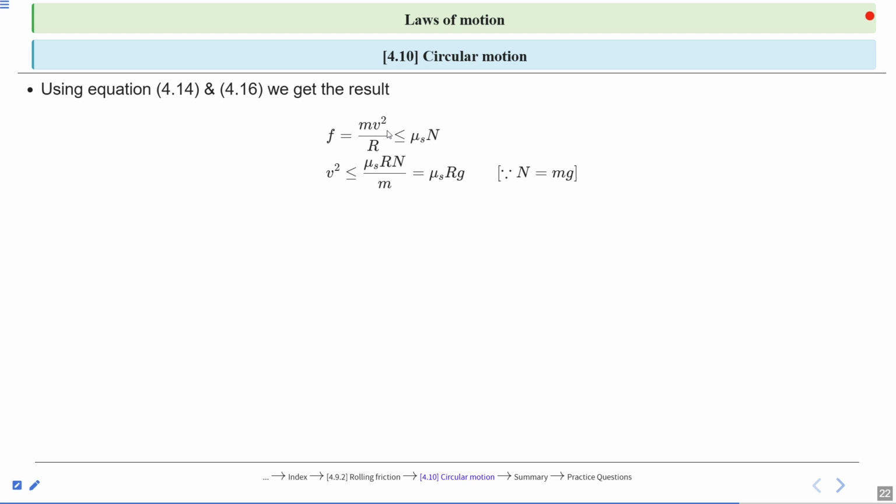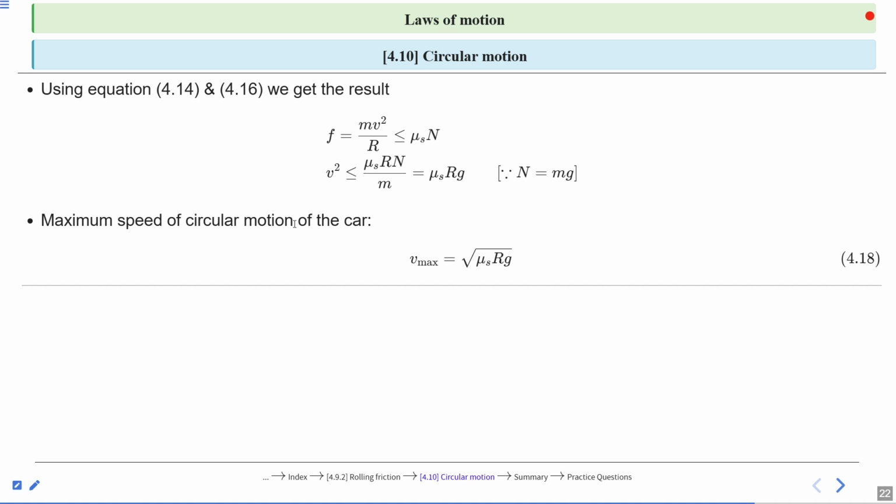So F is equal to mv square by r, which is less than or equal to mu s N. This comes from equation 4.14 and 4.16. Now using this equation, we will solve for v. So v square is less than or equal to mu s r N divided by m. From this relation, mv square by r is less than or equal to mu s N. We know N equals mg. So when we substitute here, m cancels out. The remaining term is mu s r g.